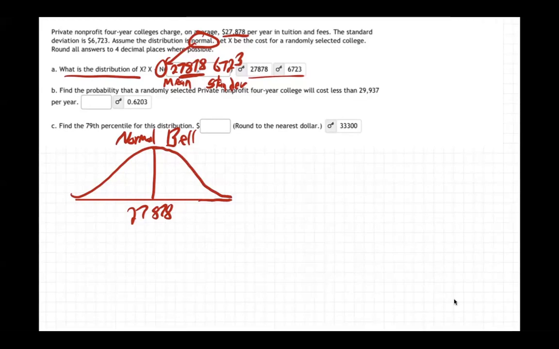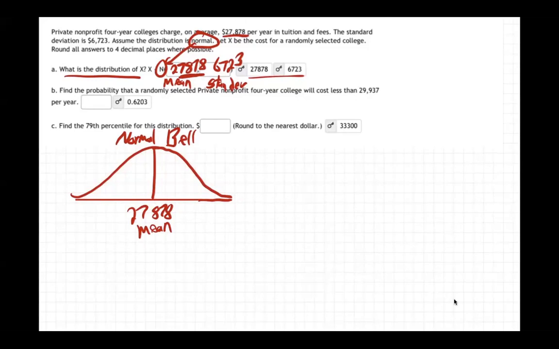Meaning whatever the average is, the mean is in the middle. In this case, the cost of private colleges, most of them are going to be right around that average. Some of them are going to be higher, some lower. Most are right there, so the big hump is in the middle. Then as you get way more expensive or way cheaper, there are fewer of them. Bell-shaped distribution.